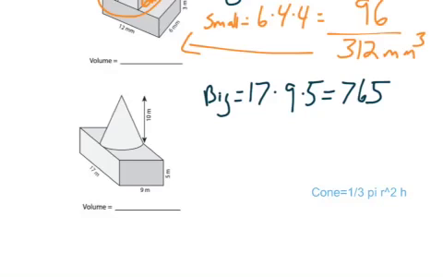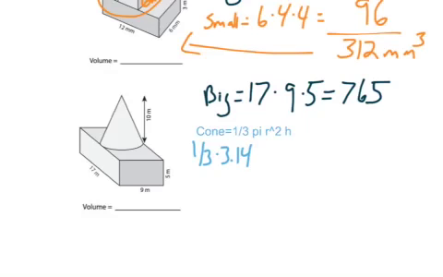So now I need to find the formula for a cone, which is right here in the bottom. Let's bring this up here. So 1/3 times 3.14 times my radius. Now, the radius isn't shown. They're not giving you the radius.